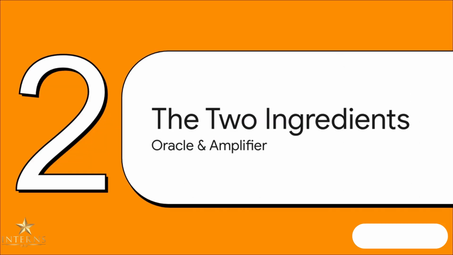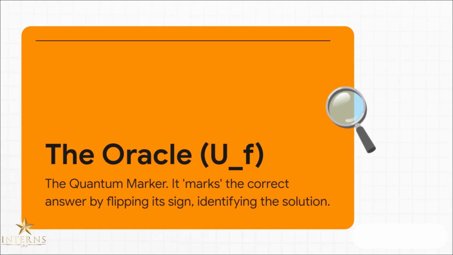Okay, so to pull off this incredible trick, Grover's algorithm needs two key components that work together perfectly. Think of it like a recipe with two secret ingredients. Let's take a look at the secret sauce behind this whole thing: the oracle and the amplifier. First up, we have the oracle. Now this part is seriously clever.